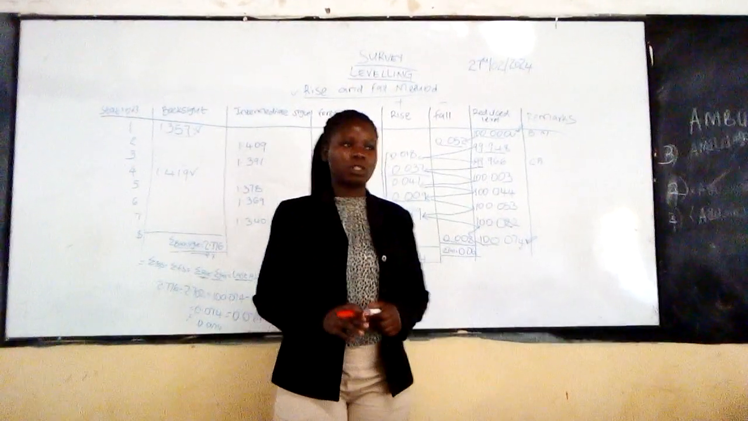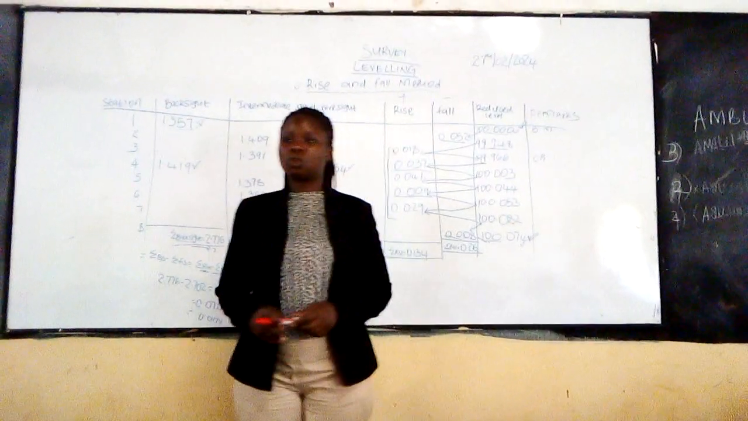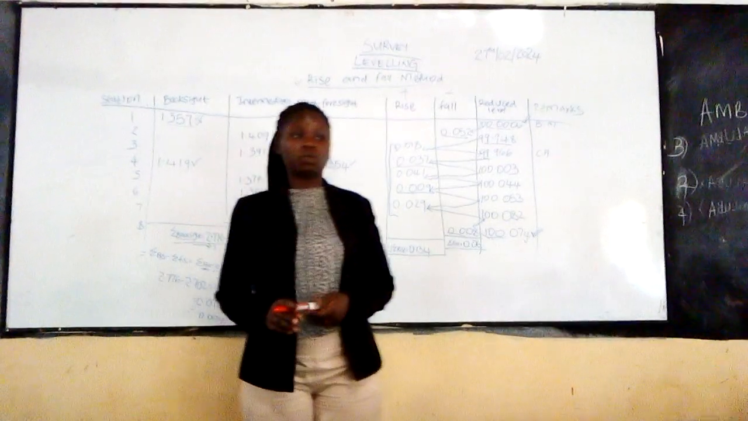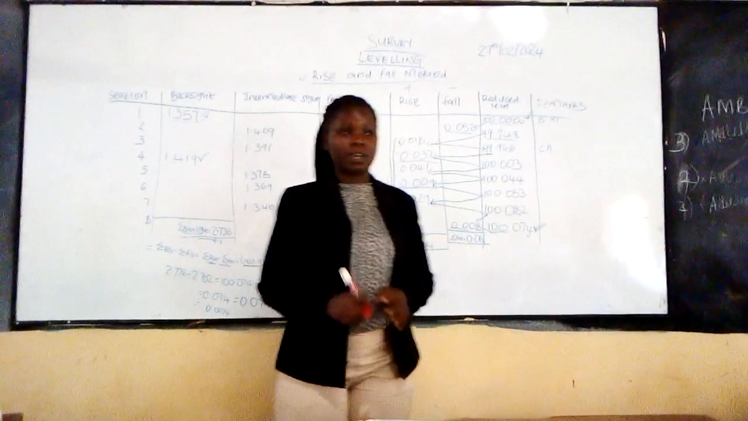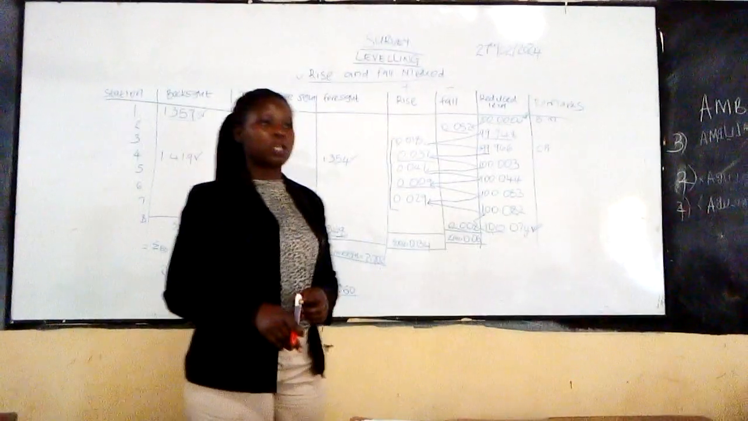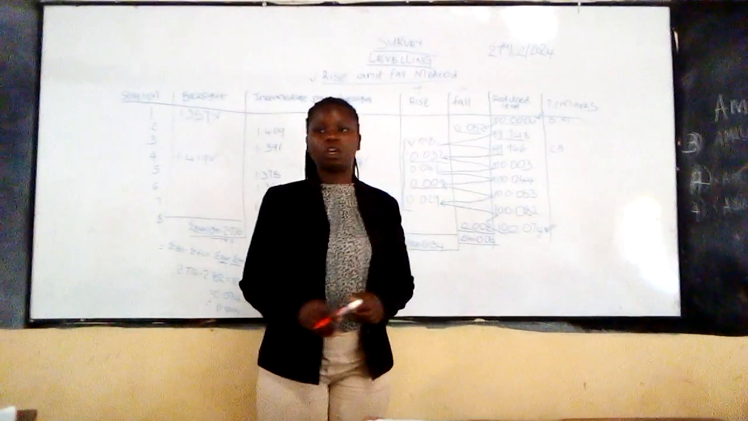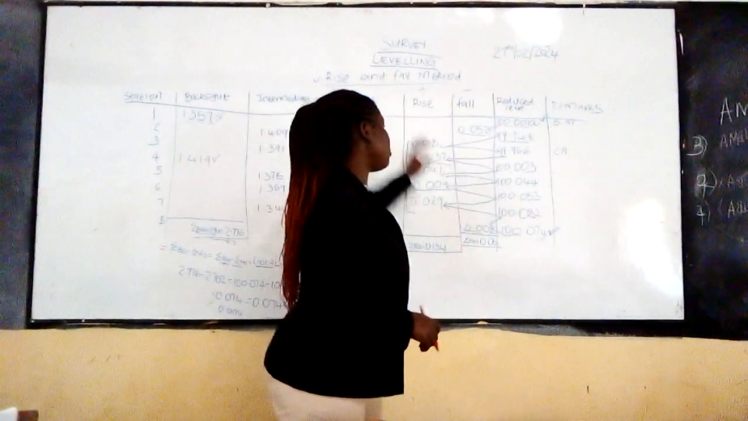Today we are going to discuss leveling. Under leveling, there are two types: the first is the rise and fall method, and the second is the height of instrument, or height of collimation. But in our case today, we are going to discuss the rise and fall method.